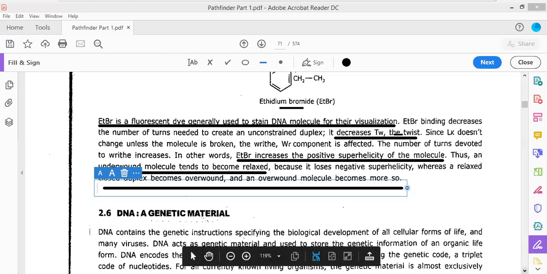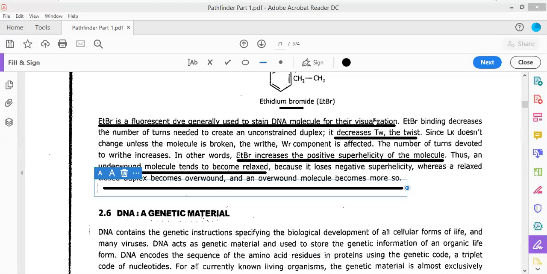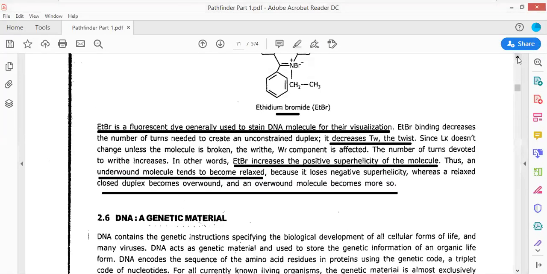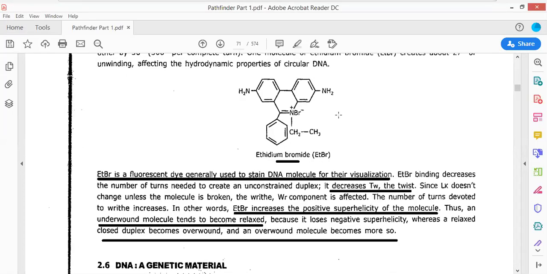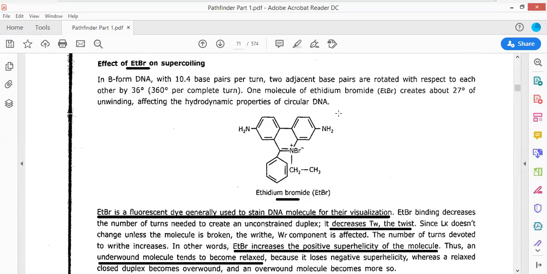Any other student, any query, you just write in the chat box. I will answer it to everyone. Please explain function of ETBR. I have already told you ETBR increases the visualization efficiency of the DNA under the UV light. DNA can be effectively visualized under the UV light because it increases the absorption of the UV light in the DNA molecule, as it separates the two nitrogenous bases apart from each other by breaking hydrophobic base stacking interaction.